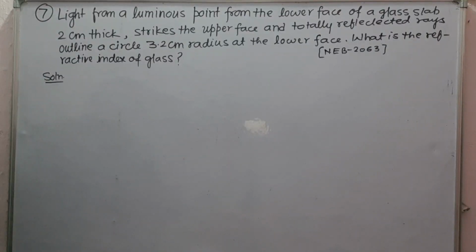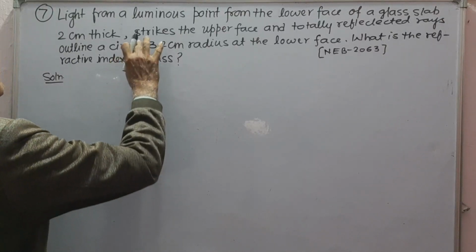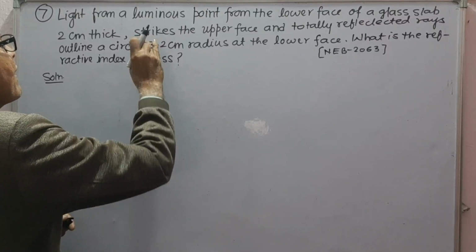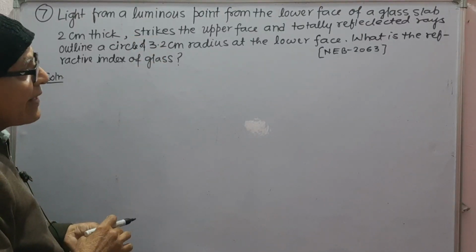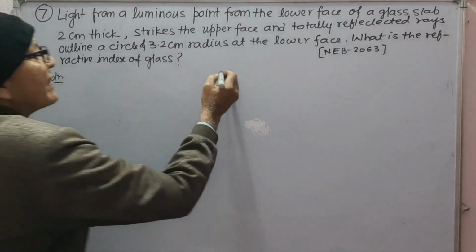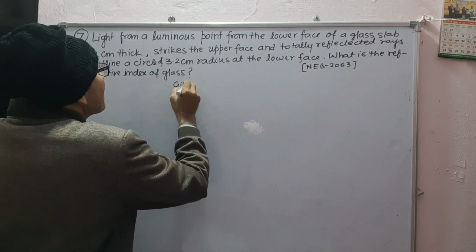Next question number 7. Light from a luminous point on the lower face of a glass slab 2 centimeter thick strikes the upper face and the totally reflected rays outline a circle of 3.2 centimeter radius at the lower face. What is the refractive index of glass? Solution, here given.